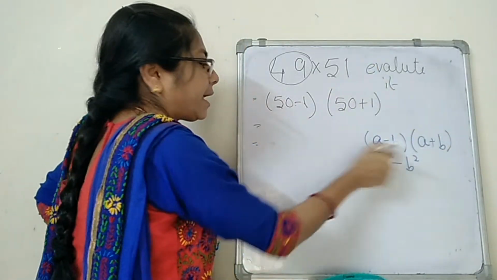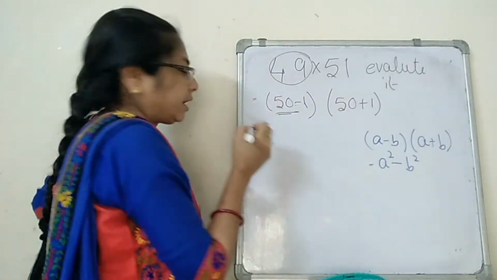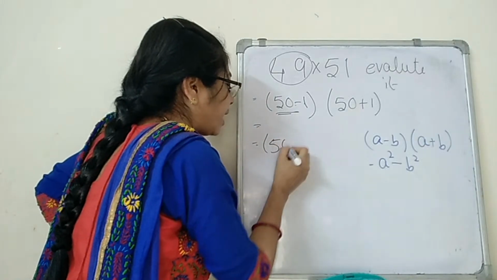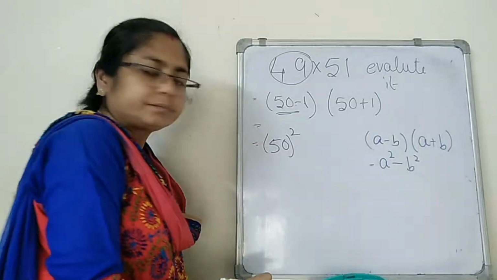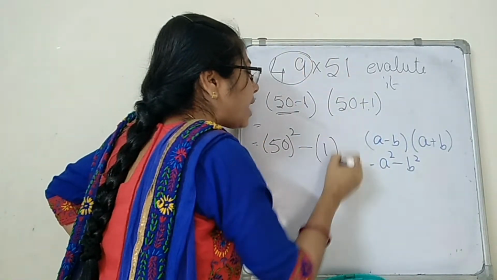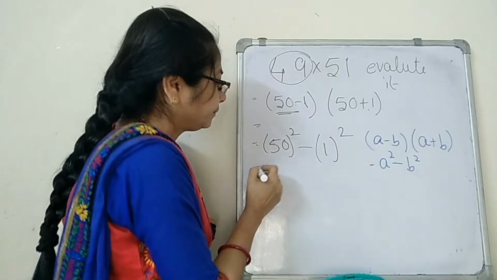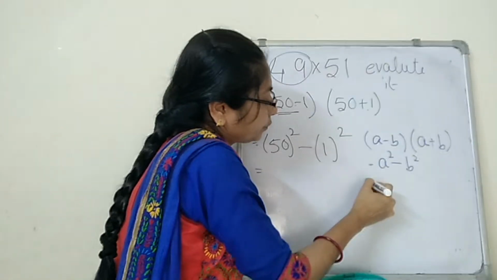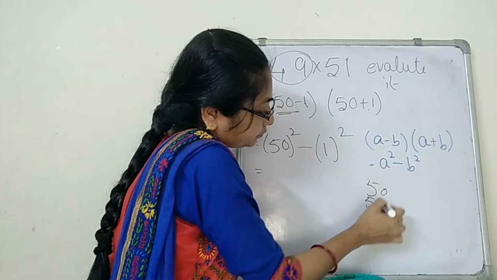So, what is the formula? A square. Here A is 50. So, I write 50 square. Clear? Minus B is 1. 1 square. Clear? Now, 50 square you do. 50 into 50 you do.